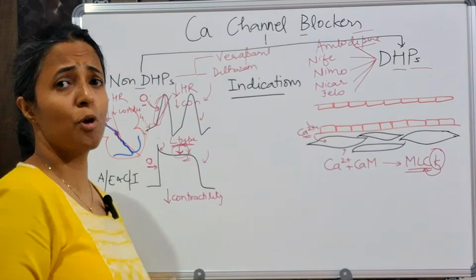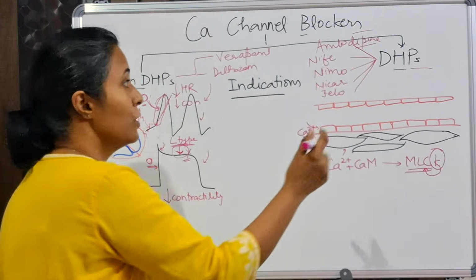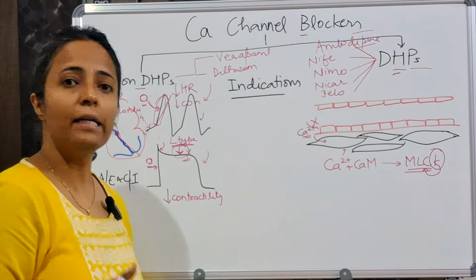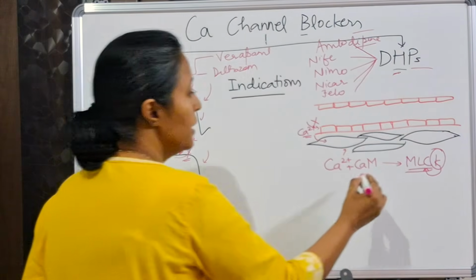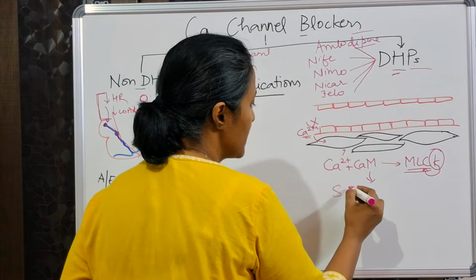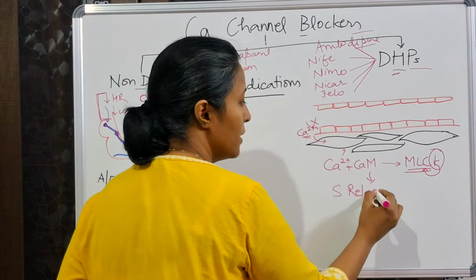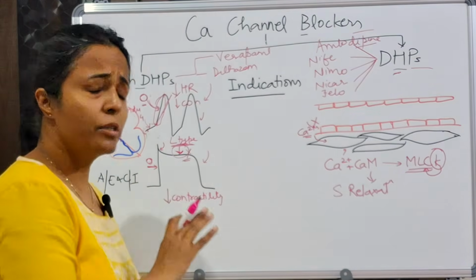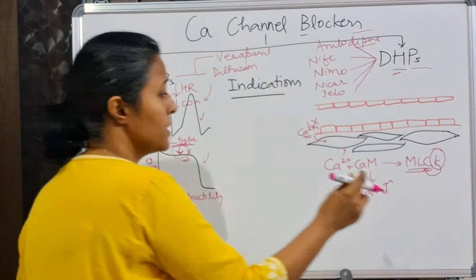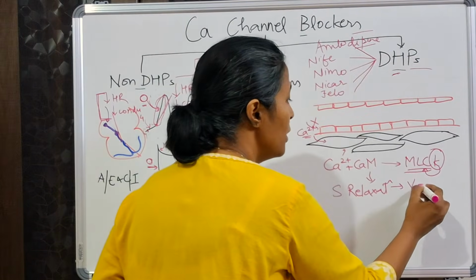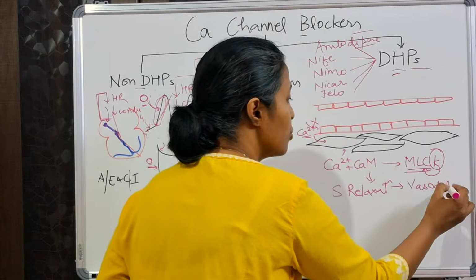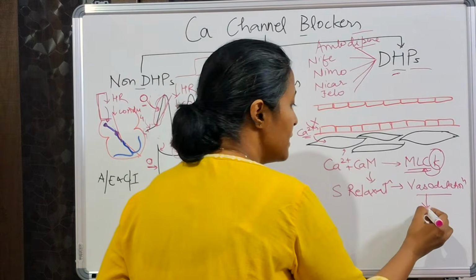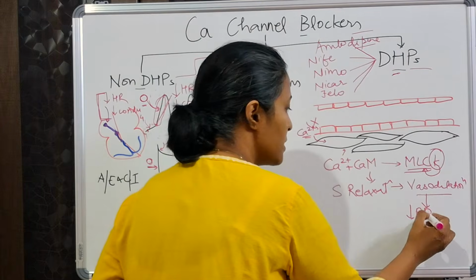Now we said that we are blocking the calcium channels. So these DHPs are going to block these calcium channels. Again, these are L-type calcium channels. So when they are blocked, this is going to lead to smooth muscle relaxation. Okay, smooth muscle relaxation. And whenever there is smooth muscle relaxation in the blood vessels, this is going to lead to vasodilation. Okay, so the diameter of these blood vessels is going to increase and this leads to a decrease in peripheral resistance.